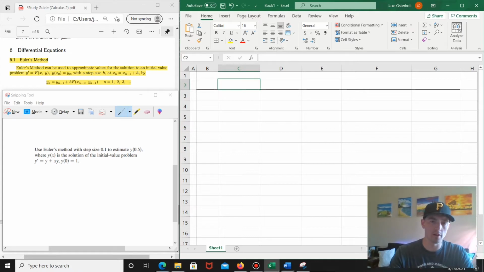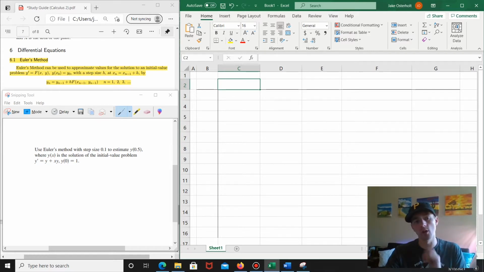The reason I'm showing you how to do this problem is this is one of the formulas on my Calculus 2 study guide. You can see a little chunk of my Calculus 2 study guide right here. This is the equation that we're going to be using to solve this problem. Euler's method can be used to approximate values for the solution of an initial value problem where we know y prime is some function of x and y.